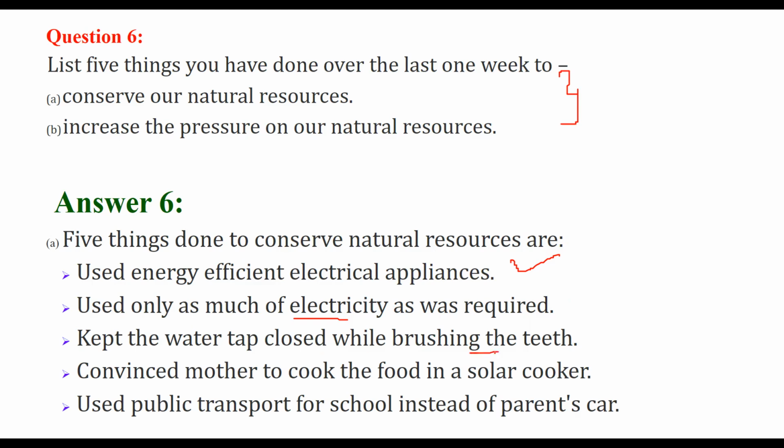And while you are brushing the teeth, you have minimized the water usage, or you have closed the water tap in order to clean your teeth. And you have convinced your mother to make food in a solar cooker rather than wasting natural resources. And you have used the public transport. You have not used a car or your Activa or scooter, or parent's car. Instead, you have requested them that you will use public transport.